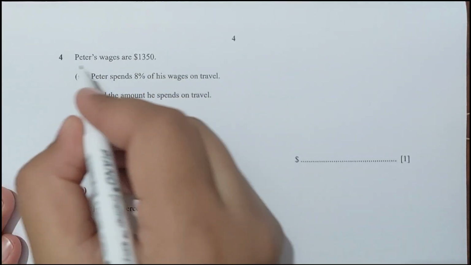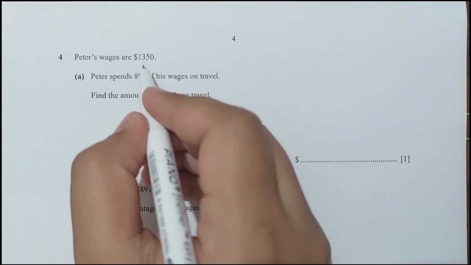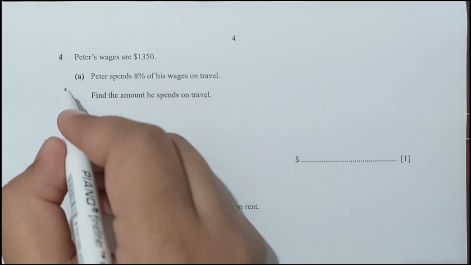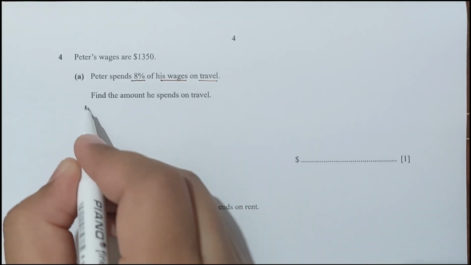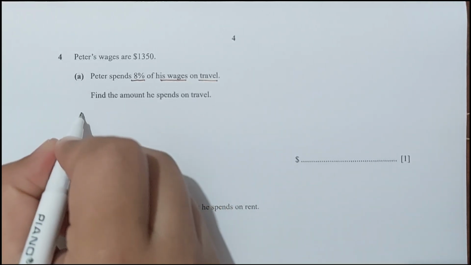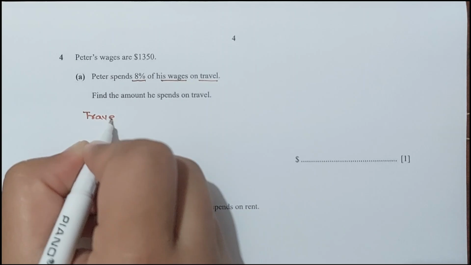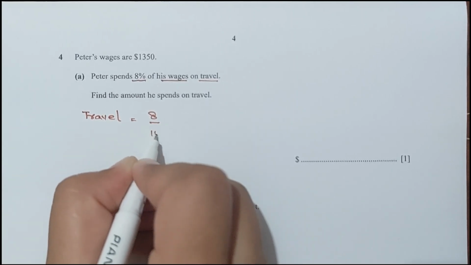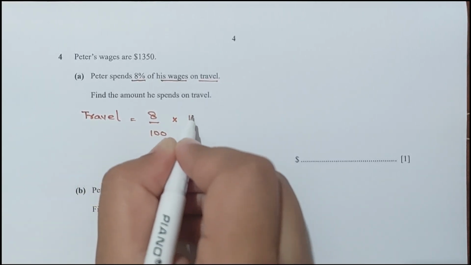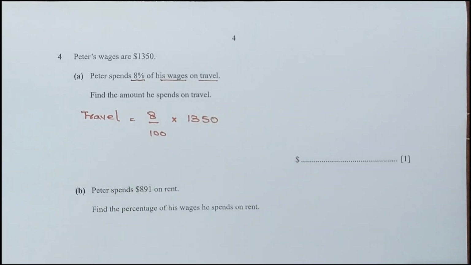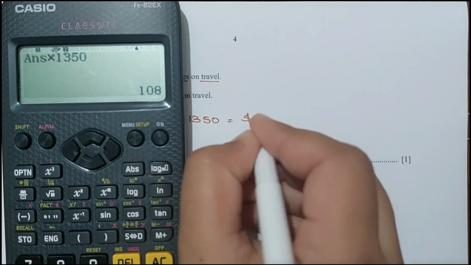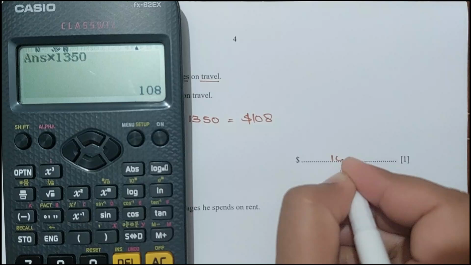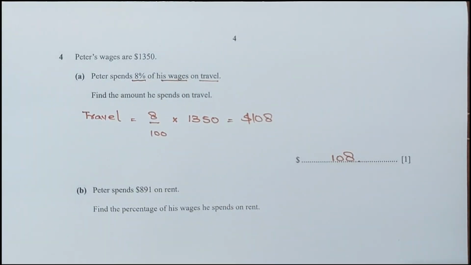Question number 4: Peter's wages are $1,350. Part A: Peter spent 8% of his wages on travel. Find the amount he spent on travel. So the amount he spent on travel is 8% of 1,350, which is 108. So he spent $108 on travel.